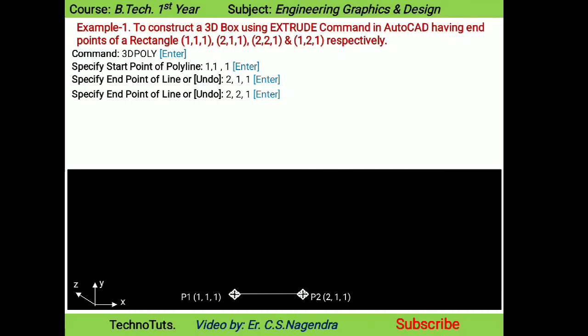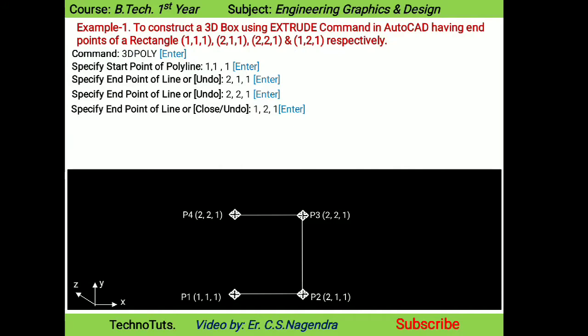So just type there third coordinate 2, 2, 1 and press enter key. You will see point P3 will be visible on the screen, thus constructing a line from point number P2 to point number P3. Now the computer will ask you specify end point of line or close or undo. Just type there 1, 2, 1 and press enter key. You will see point number P4 will be visible on the screen, thus constructing a line from point number P3 to point number P4. Now computer will ask you specify end point or close.